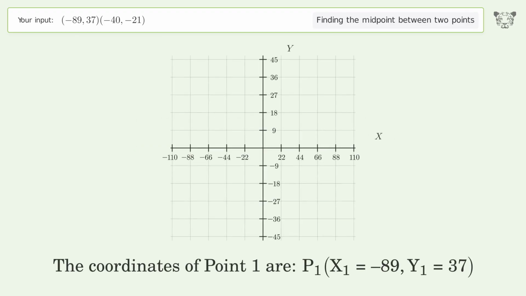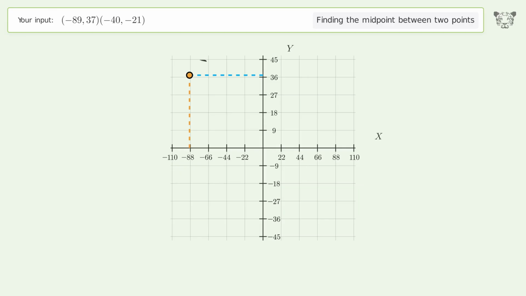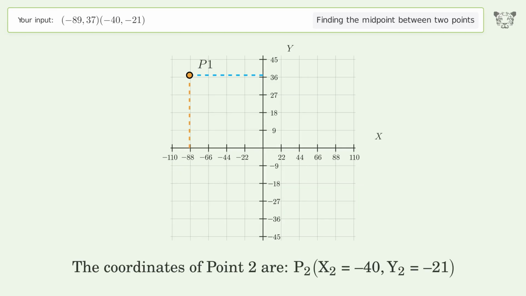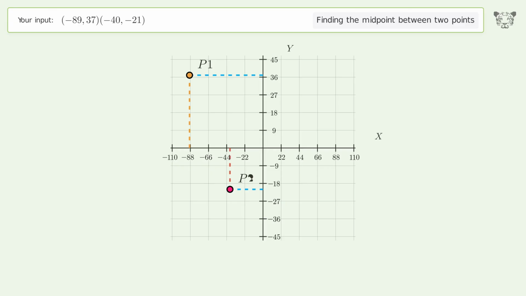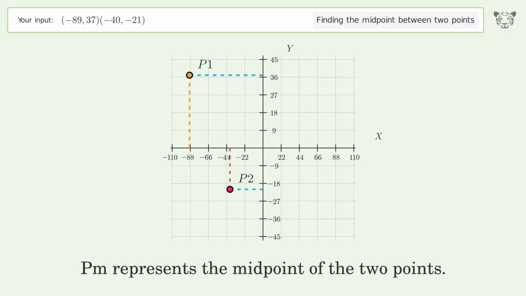The coordinates of point 1 are, x1 equals negative 89, y1 equals 37. The coordinates of point 2 are, x2 equals negative 40, y2 equals negative 21. PM represents the midpoint of the 2 points.